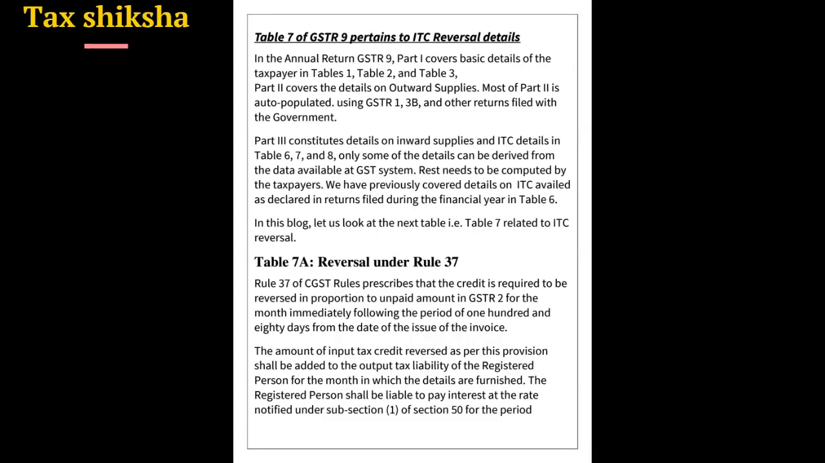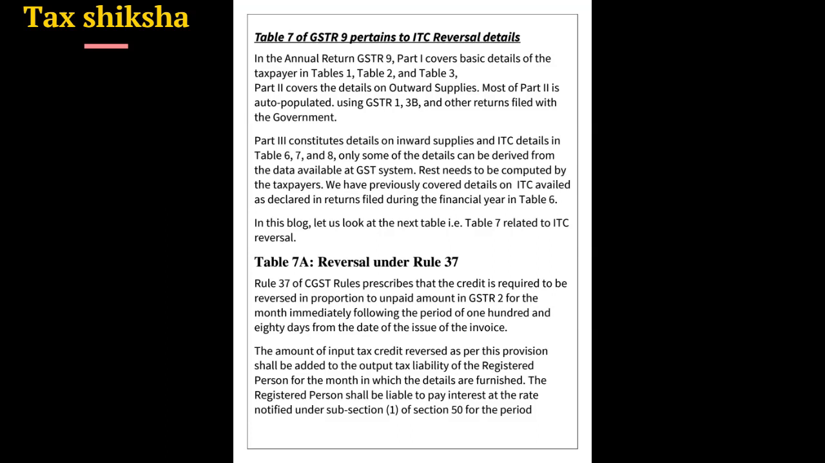Table 7 of GSTR 9 pertains to ITC reversal details. In the annual return GSTR 9, Part I covers basic details of the taxpayer in Table 1, Table 2, and Table 3. Part 2 covers the details on outward supplies.